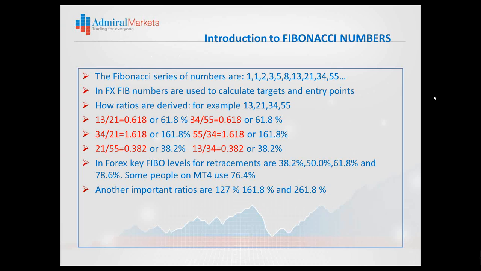But some people on MetaTrader 4 use 76.4. As I told you, I am a fan of Fibonacci numbers, and I really use those levels. And my favorite number is 78.6 for deeper retracement. Of course, other important ratios are 127 and 161.8. But if we go for retracement trading, which is from time to time a lot better than breakout trading, we can go for a good number of pips.